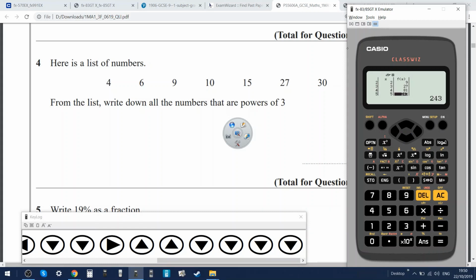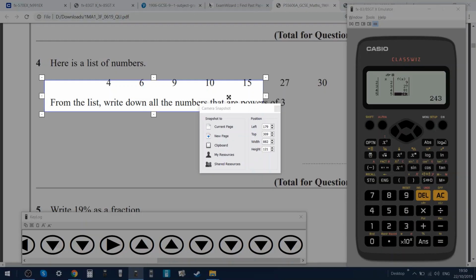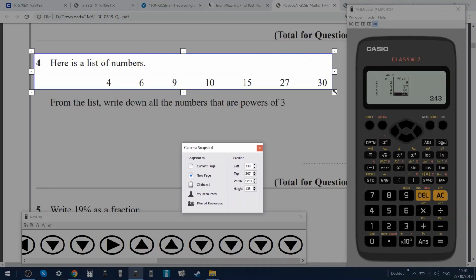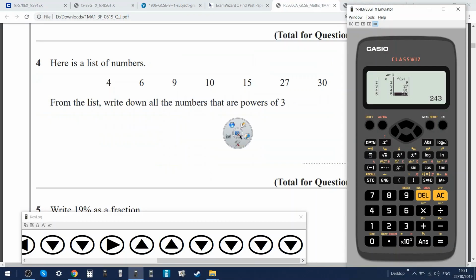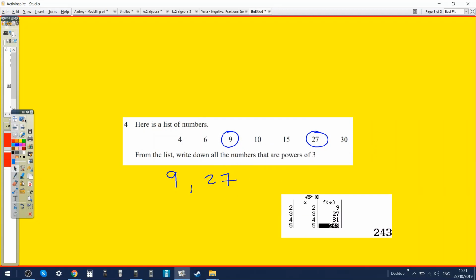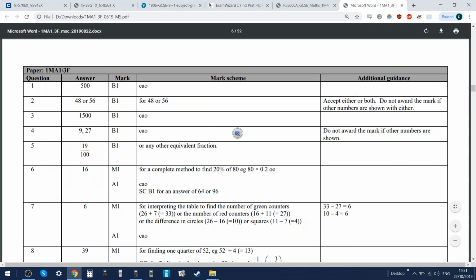Are any of those numbers in the list? 3, 9, 27, 81. Can you see any of them there? I can see them. We have 9 and we have 27. And so the answers are 9 and 27. And if we check the answers, I bet we are wrong. No, we write 9 and 27. That's one more mark.